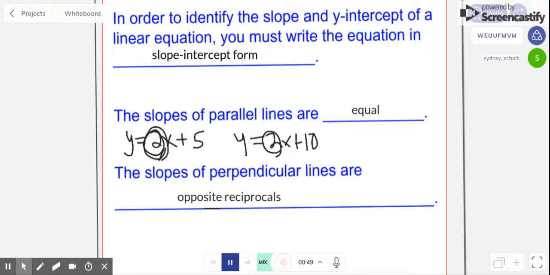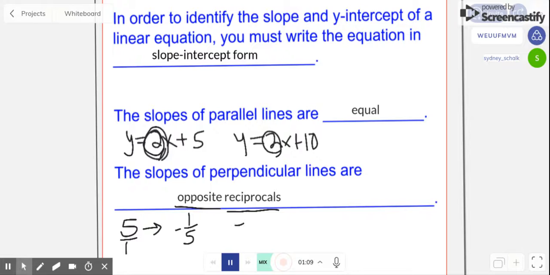Opposite meaning if you have a positive, it becomes a negative, or if you have a negative, it becomes a positive. Reciprocal meaning that you have to flip the fraction. So for example, if I have a slope of 5, well, the opposite would be negative, and to flip it, it's really like 5 over 1. It becomes 1 over 5. So negative 1/5 would be its reciprocal.